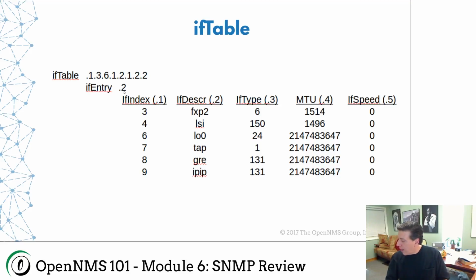And then you've got in this table, .1 is IF index, .2 is IF descr, .3 is IF type, .4 is MTU, .5 is speed. And then there's physical address, admin status, operational status, etc. There's a bunch of other stuff here. Now the index is the key that I wanted to talk to you about.